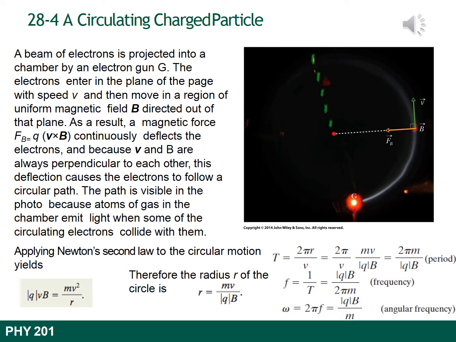Now, the frequency is always related to T and omega. So if you know one of these, you know the whole package. Because T, f and omega are all related. f is 1 over T and omega is 2 pi f. So if you find one of these three constants, you can find the two others.